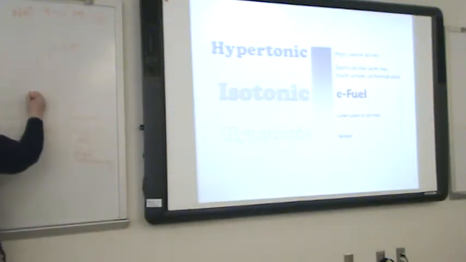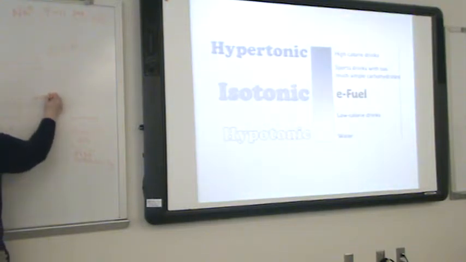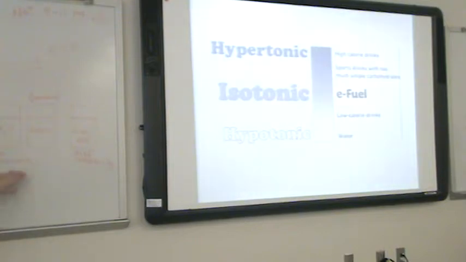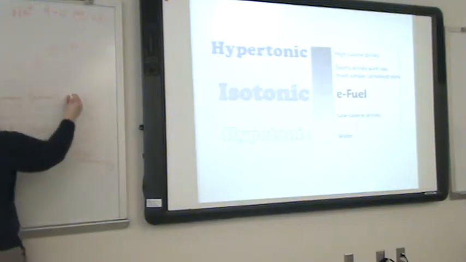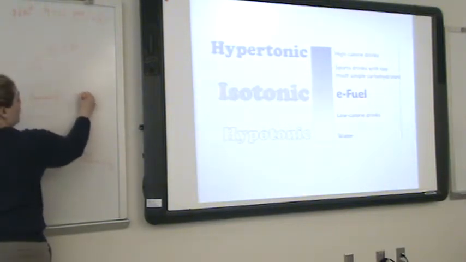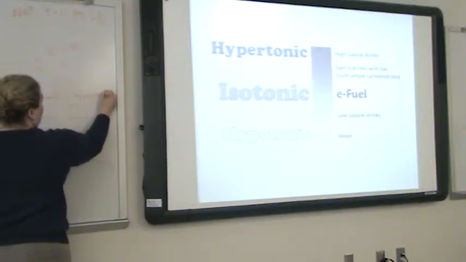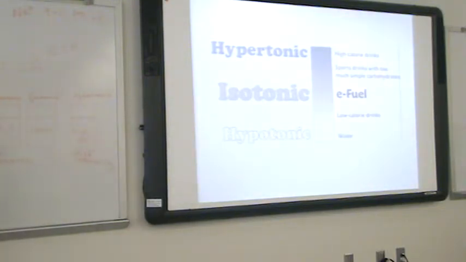So Gatorade, we consider it to be an isotonic drink because its water levels are generally equivalent to body fluid water levels. This would be a hypotonic solution because it doesn't have much solute in it, mostly water. This one is hypertonic. Hypertonic.